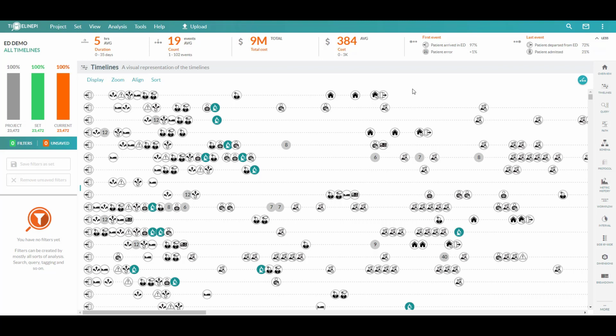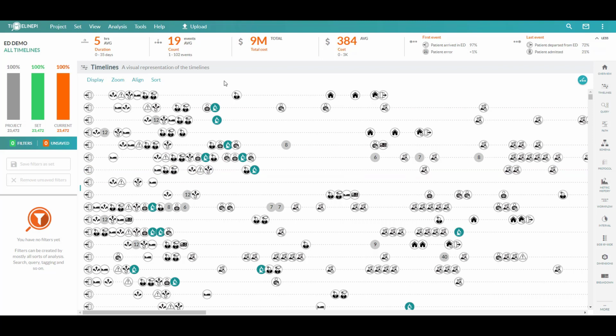We're going to take a look at how TimelinePI, the intelligent process mining solution, can be used to analyze patient throughput and overall patient stay within an emergency department use case. So each one of these horizontal lines represents a separate patient encounter in the emergency department, and the icons represent an event or activity that's happened as a part of that patient's stay.